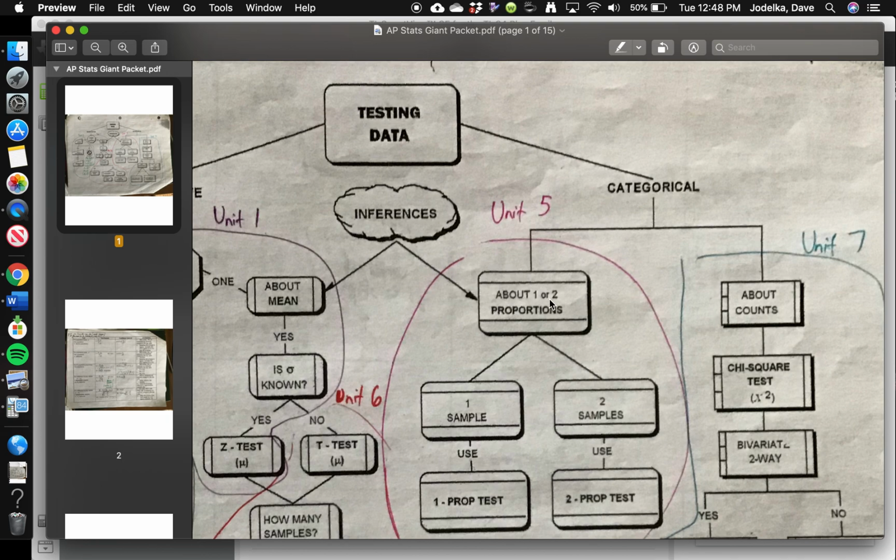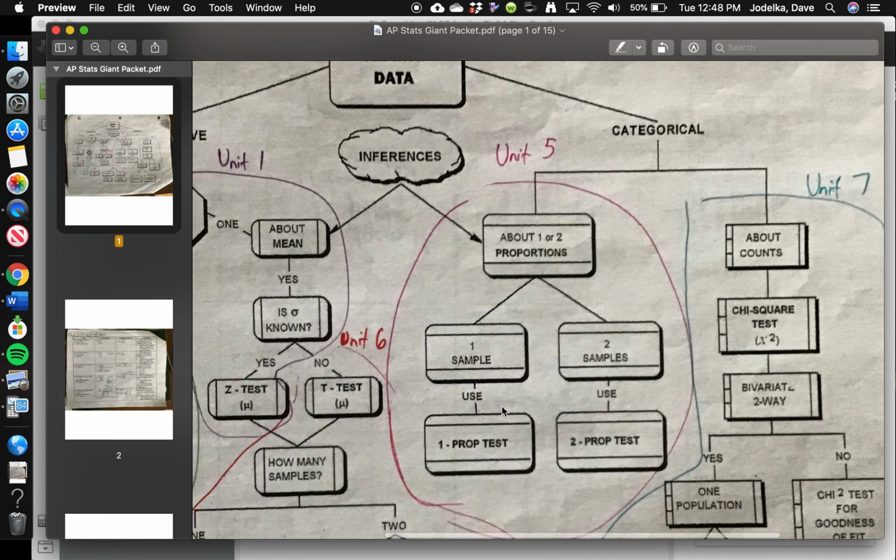And proportions is another way of saying a percent of something. So that's like saying, studies show that 58% of people like Cheez-Its, and then you're trying to disprove that or prove that through a hypothesis test. Or if it's two proportions, maybe it's men and women or two different populations you're comparing. So this information here, one sample or two sample, one prop or two prop, those are always called one prop z-test or two prop z-test.